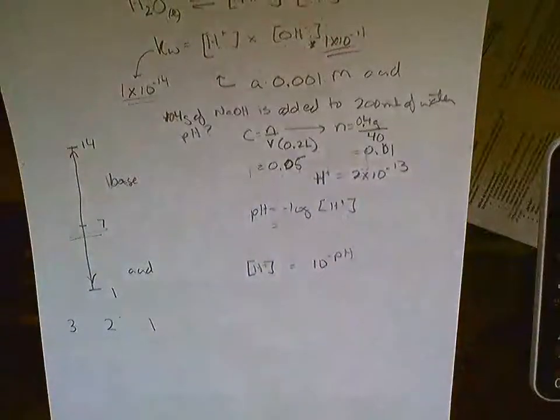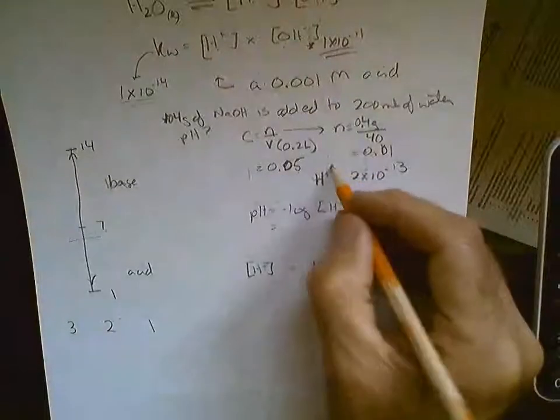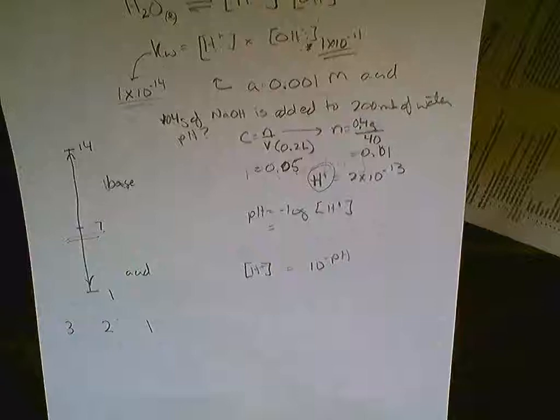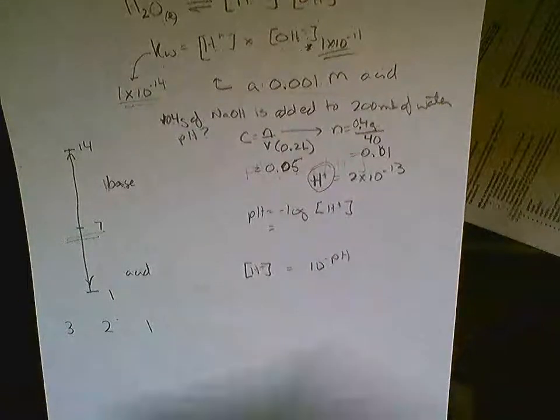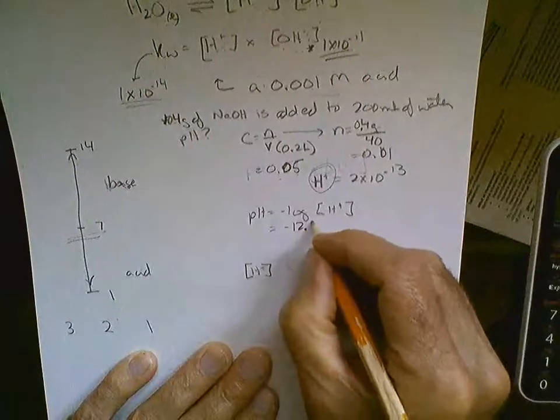Now what I can do is find the pH of the solution. Once I have my H plus, you can find the pH. All you do is put in 2 exponent negative 13 and then find your log button on your calculator. I will get an answer of negative 12.7.